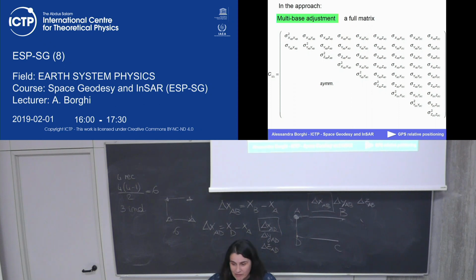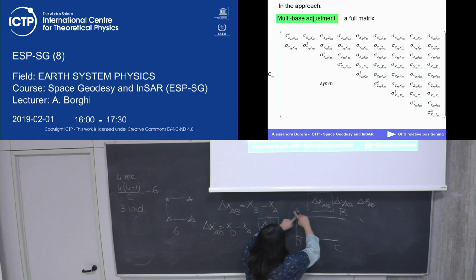So at the end, we have all the components of these three baselines and a full covariance matrix. It means that in this computation we take into account the correlation between data. The data are correlated because they are measured at the same time, so they use the same satellite and are in the same atmospheric condition, for instance.